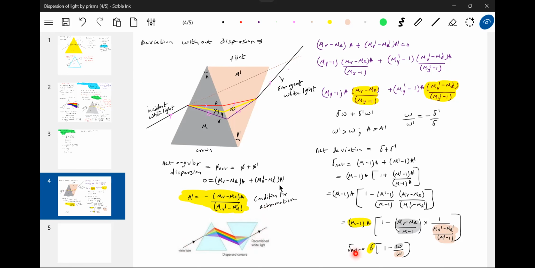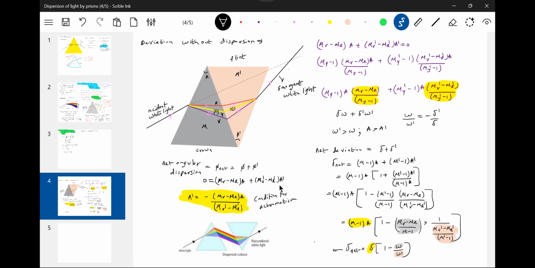And what is the deviation suffered, given by this particular formula? This is the condition for achromatism. For this to happen, the mu of the material for violet and red, and the angle of the prism, should be related in this way. Do remember, this will be a very important equation. If you know the formula, because in the exam you can't derive it, you are supposed to remember this.